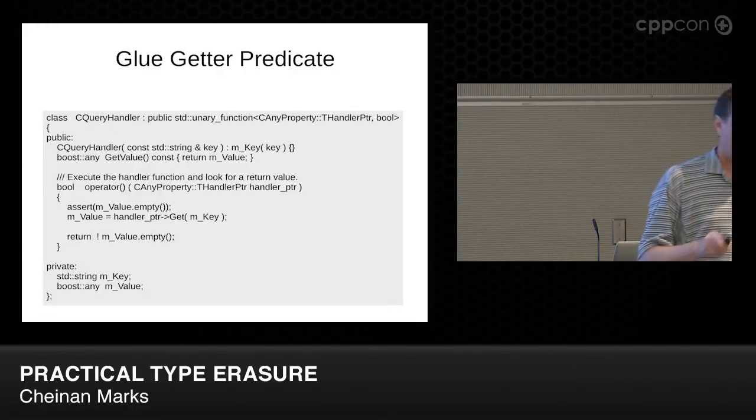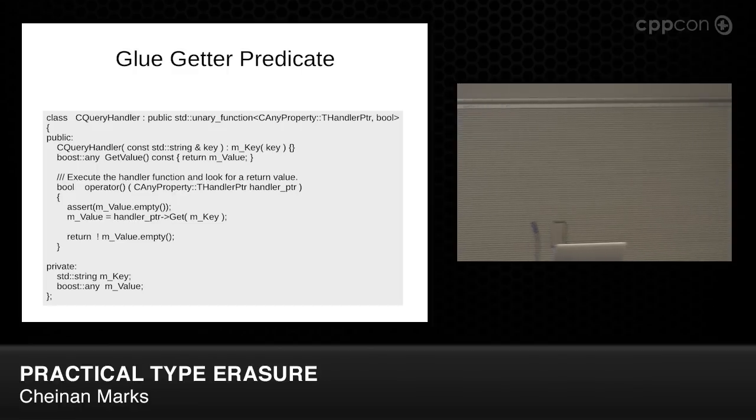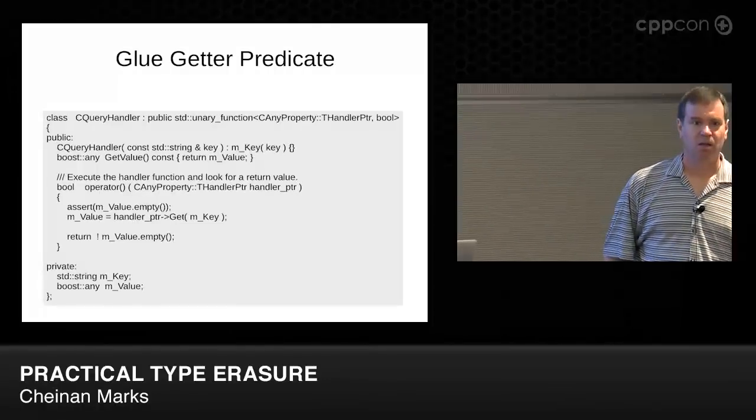So we return the value, we return true if there's a value. We return false if there's no value. Right away, does anybody see the limitation with this system? There is a big limitation here. Anybody see it? Exceptions?